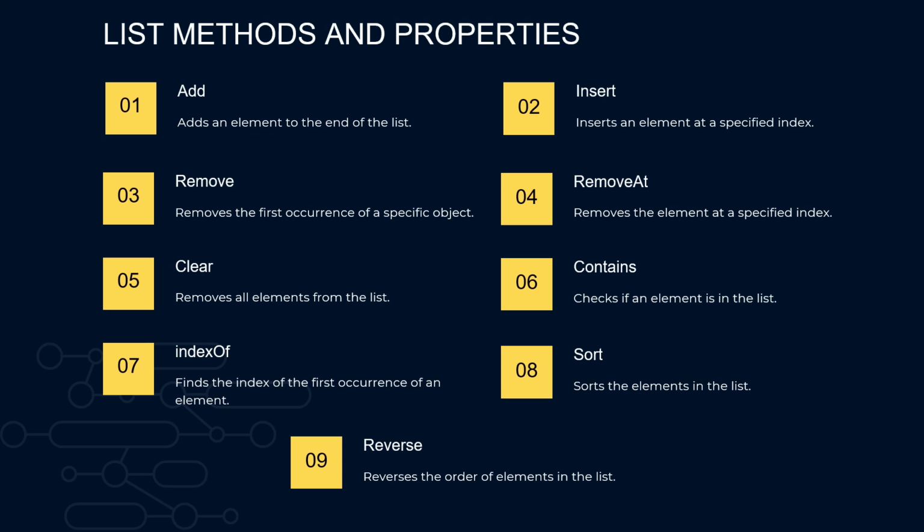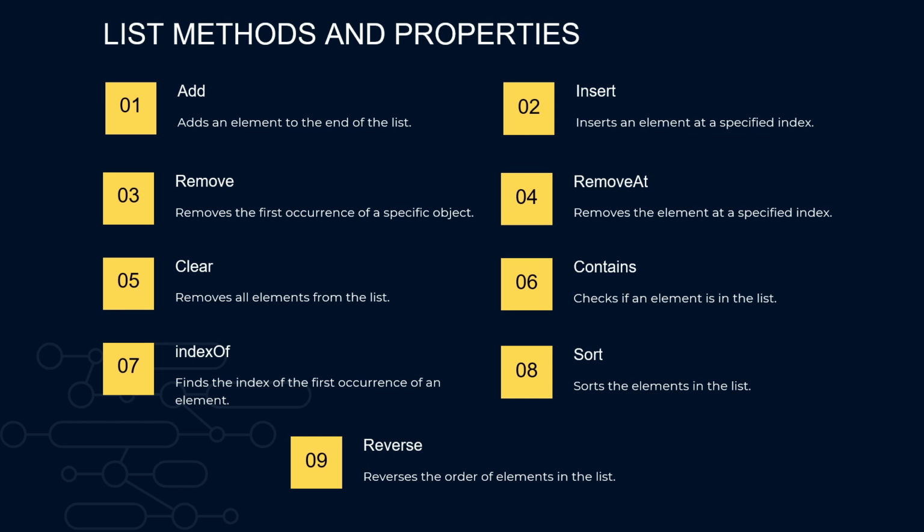Lists come with a variety of methods and properties that make them even more powerful. Let's look at some of the most commonly used ones. Add adds an element to the end of the list. Insert inserts an element at a specified index. Remove removes the first occurrence of a specific object. RemoveAt removes the element at a specified index. Clear removes all elements from the list.